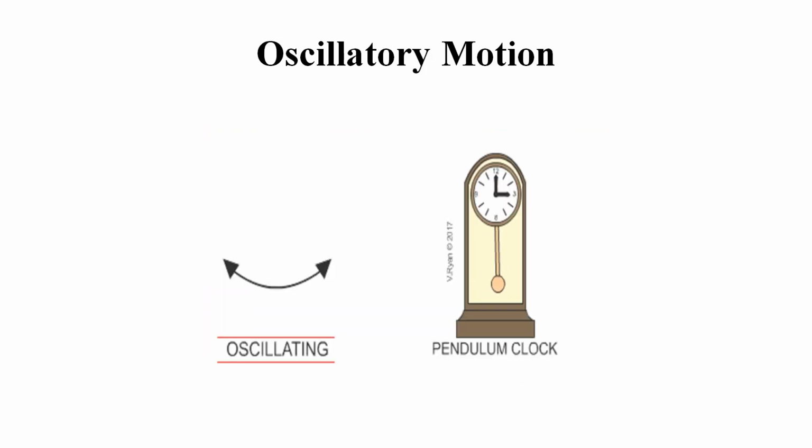Now let us understand about periodic motion and oscillatory motion. Students, the motion which repeats itself at a regular interval of time is called periodic motion. Motion of pendulum of a clock is an example of periodic motion. And students, to and fro motion of a body along the same path is called oscillatory motion, and small and rapid oscillations are called vibrations.